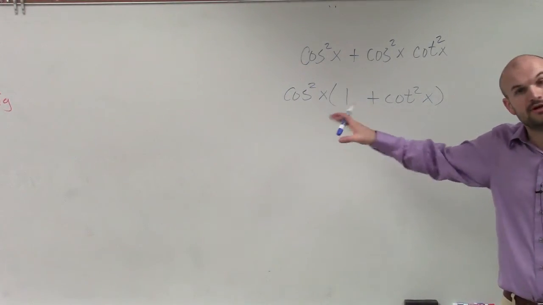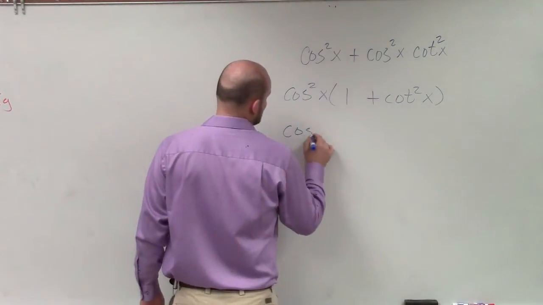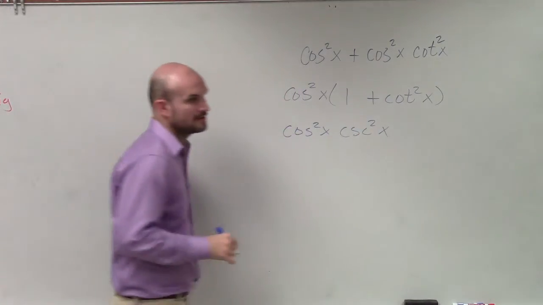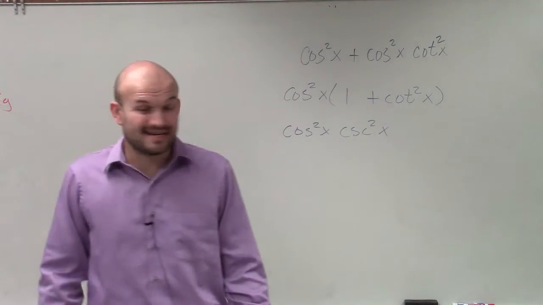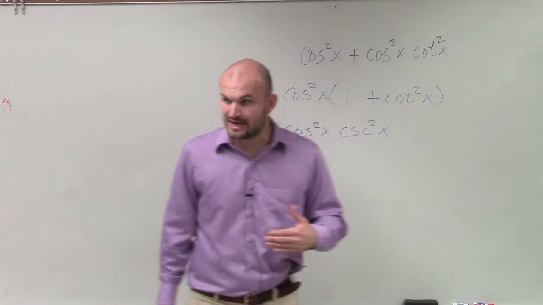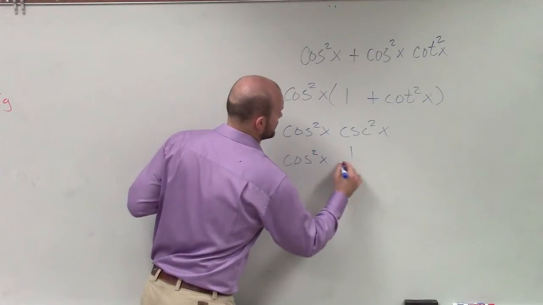Just like the last problem, we know that 1 plus cotangent squared of x is cosecant squared. So I have cosine squared of x times cosecant squared of x. Now, again, that might not make too much sense to you unless we rewrite the cosecant, which we can rewrite as 1 over sine squared.